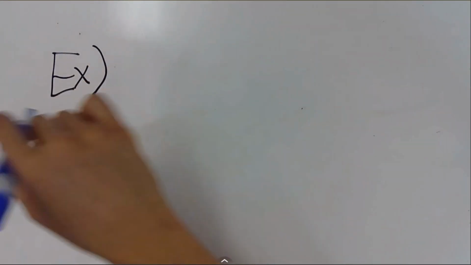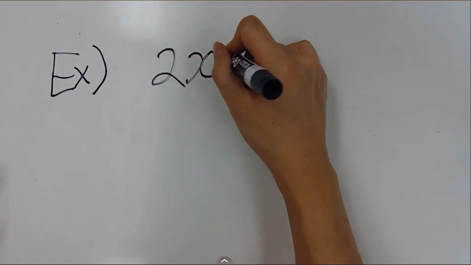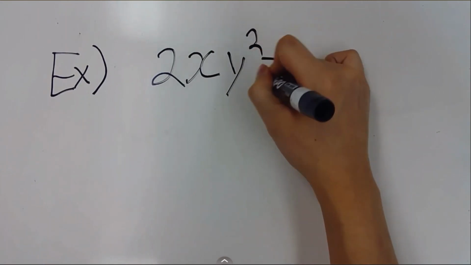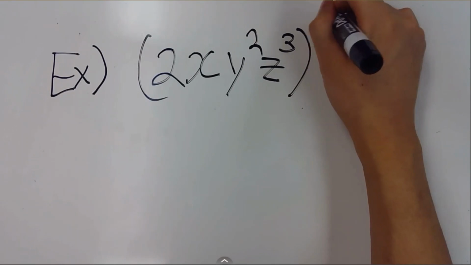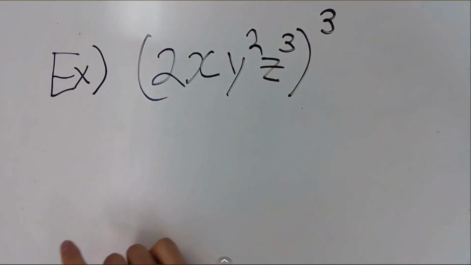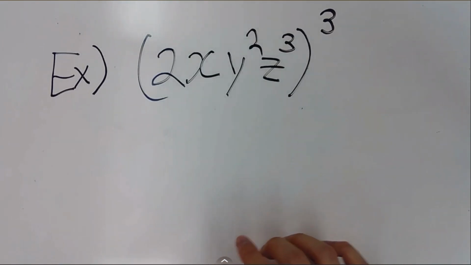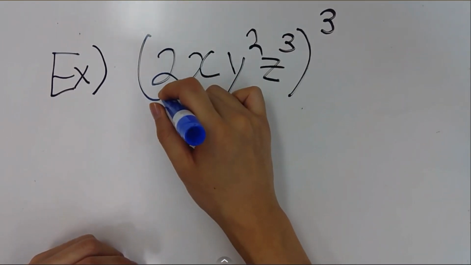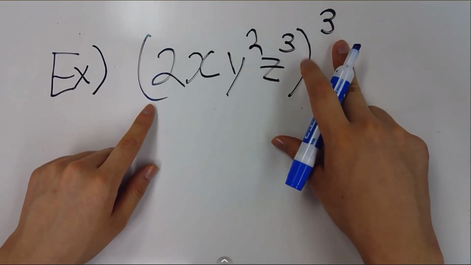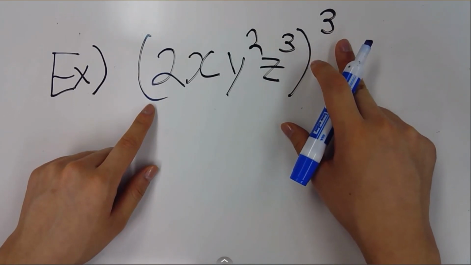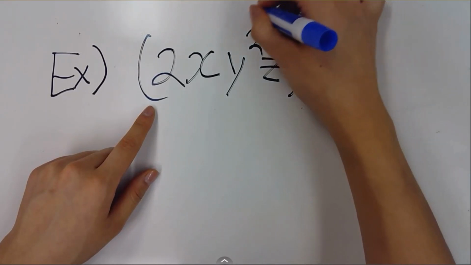Now, let's try another example that involves variables, as in letters. Let's say we had a question that asked us, what is 2 to the power of x, y squared, z cubed to the power of, let's say, 3. Now, when we have multiple numbers and letters inside of a bracket and have a power, all we have to do is distribute this 3 to all the terms in here.